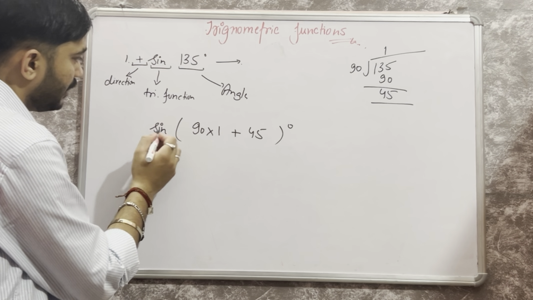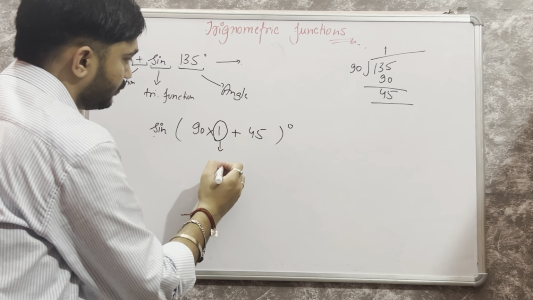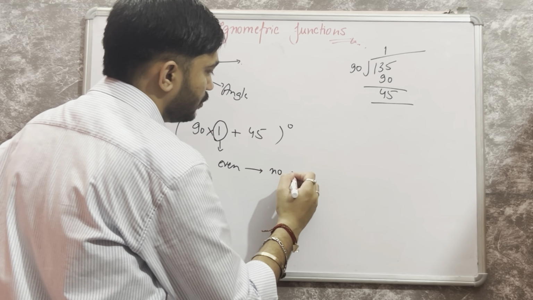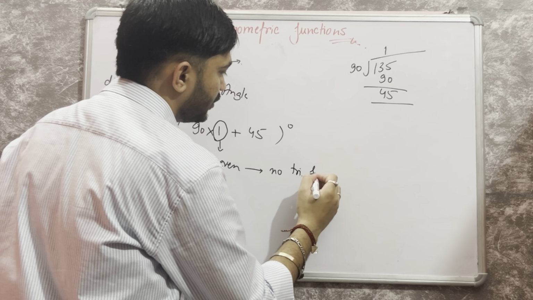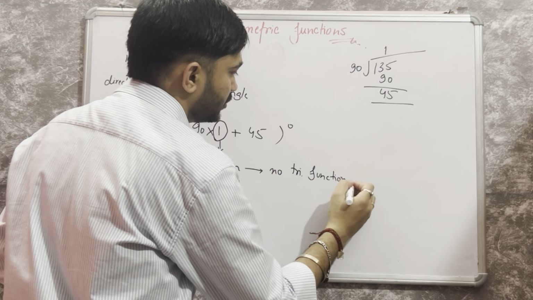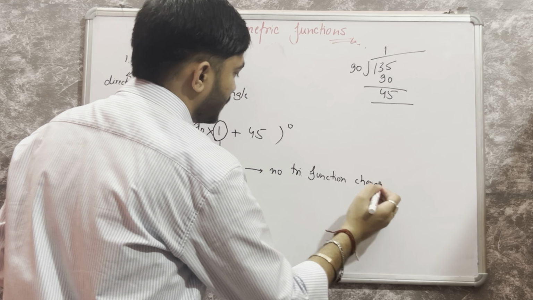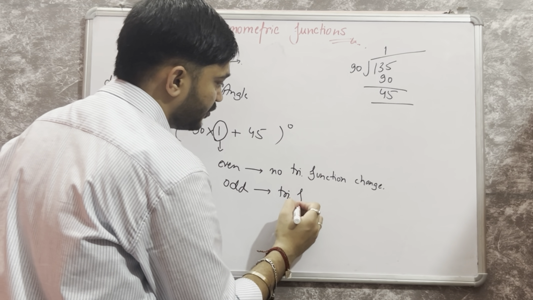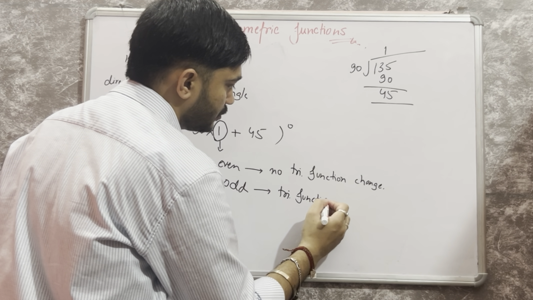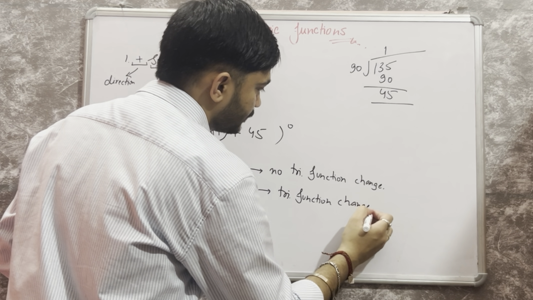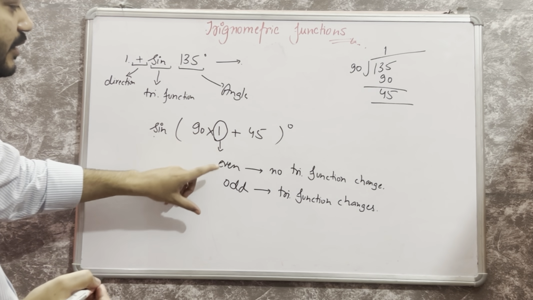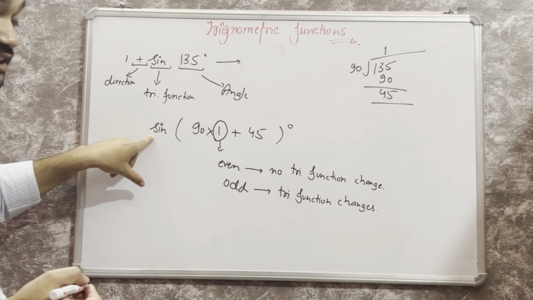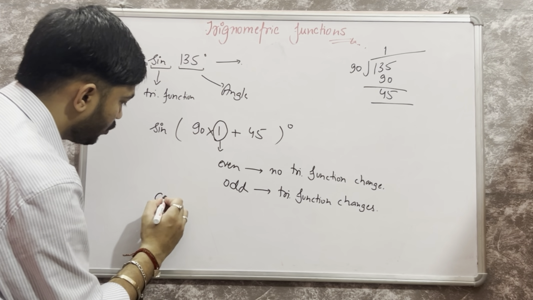Now we are going to look at this number. If this number is even, it means no trigonometric function change. If this number is odd, then the trigonometric function changes. Since the number here is odd, 1 is an odd number, so we are going to change the name of the trigonometric function. So sine changes into, as we have already mentioned, cos.